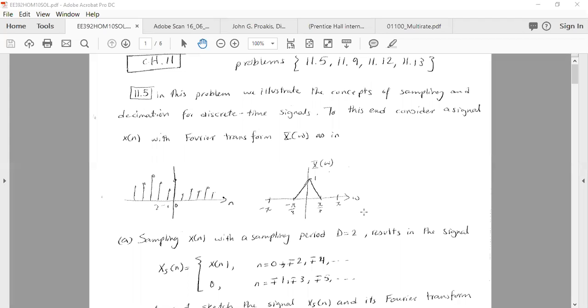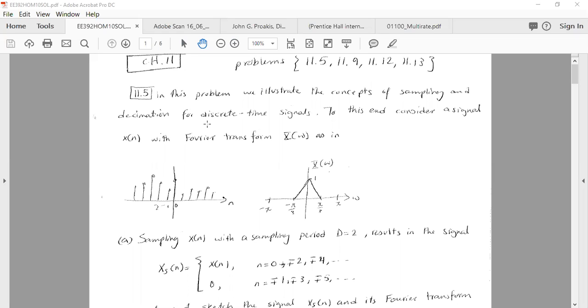Okay, good afternoon, everyone. So this week's tutorial is based on chapter 11, that is multi-rate signal processing, right? So there's four questions that we need to discuss, those are 11.5, 11.9, 11.12, and 11.13, right? So let's start with question number one.